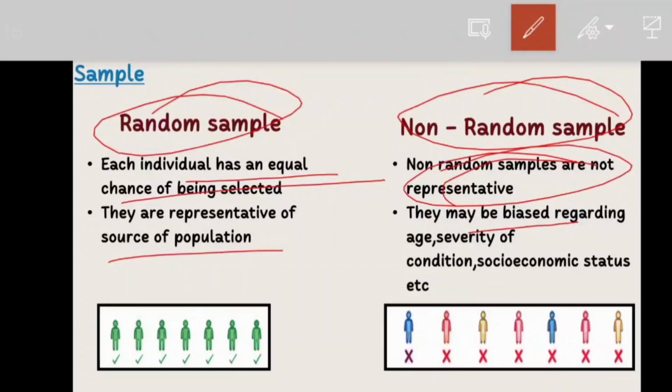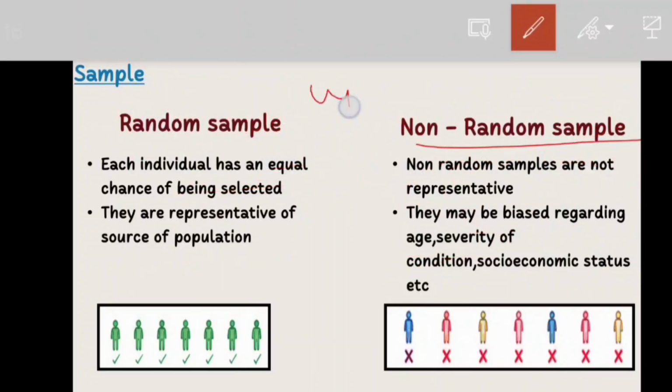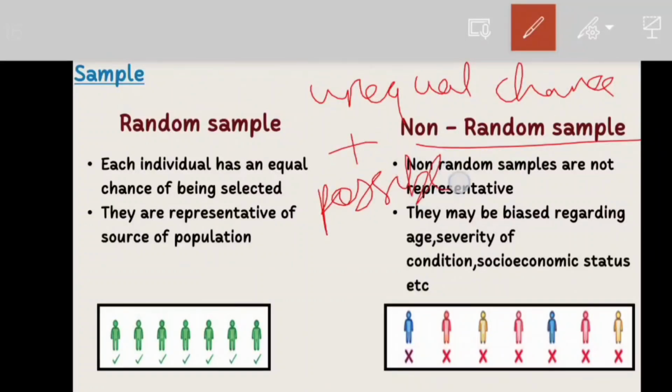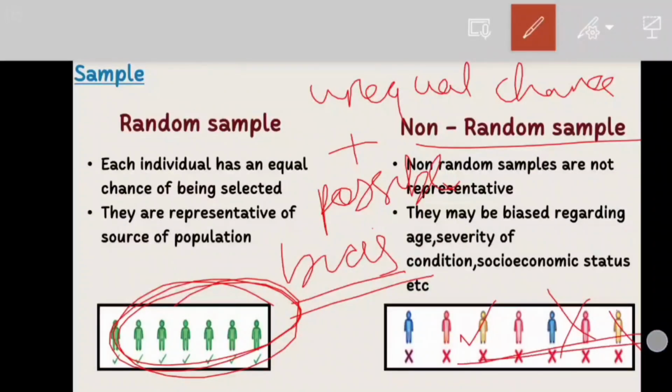For example, the sample may have an unequal distribution regarding age, severity of condition, and socioeconomic status. So remember, random means they have an equal chance, and non-random means an unequal chance plus possible bias. In this you see each individual has an equal chance, and in the other, individuals do not have an equal chance. They have an unequal chance.